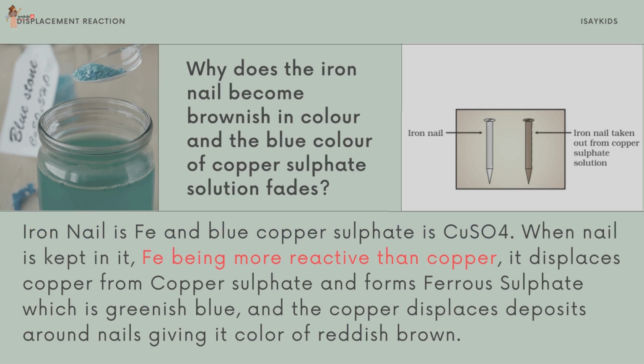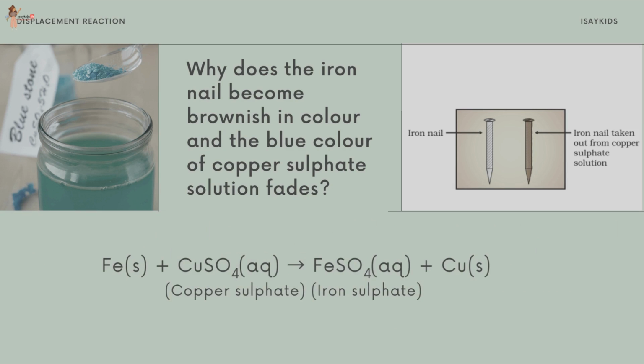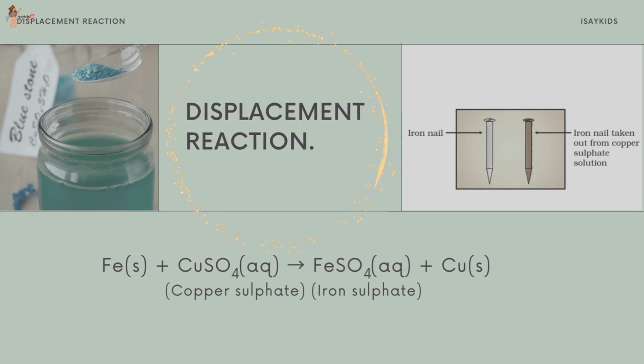When the nail is kept in it, Fe being more reactive than copper, it displaces copper from copper sulfate and forms ferrous sulfate, which is greenish blue. And the displaced copper deposits around the nail, giving it a reddish brown color. The following chemical reaction takes place in this activity. Fe plus CuSO4 gives FeSO4 plus Cu. In this reaction, iron has displaced or removed another element, copper, from copper sulfate solution. This reaction is known as a displacement reaction.